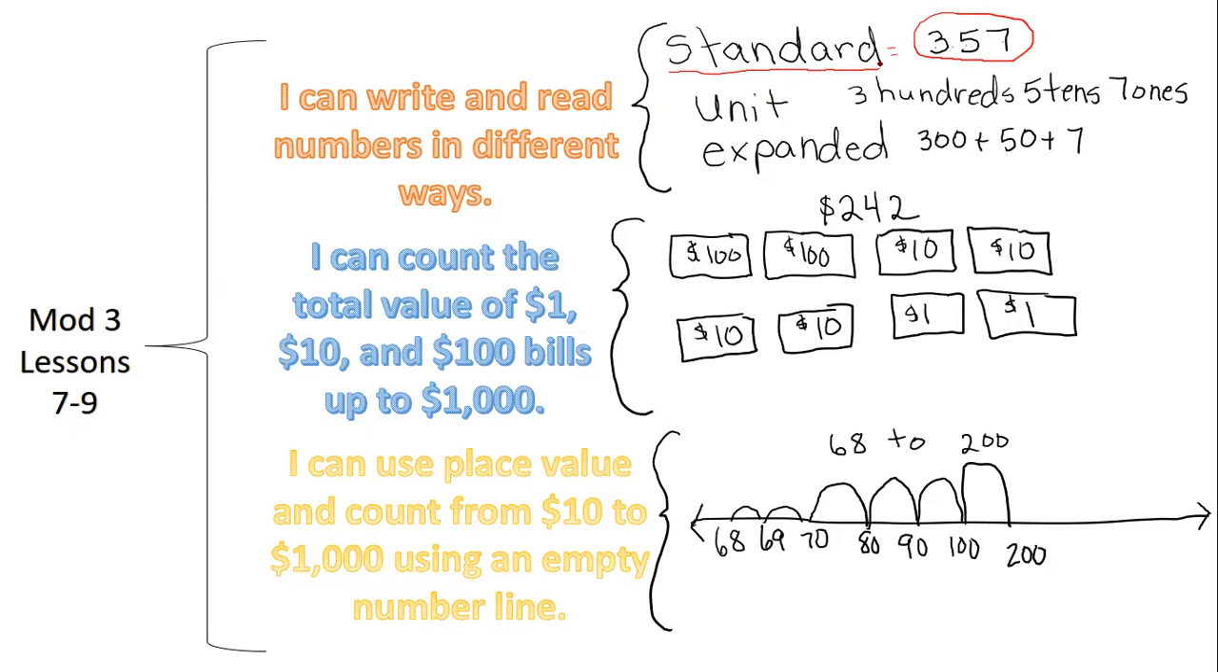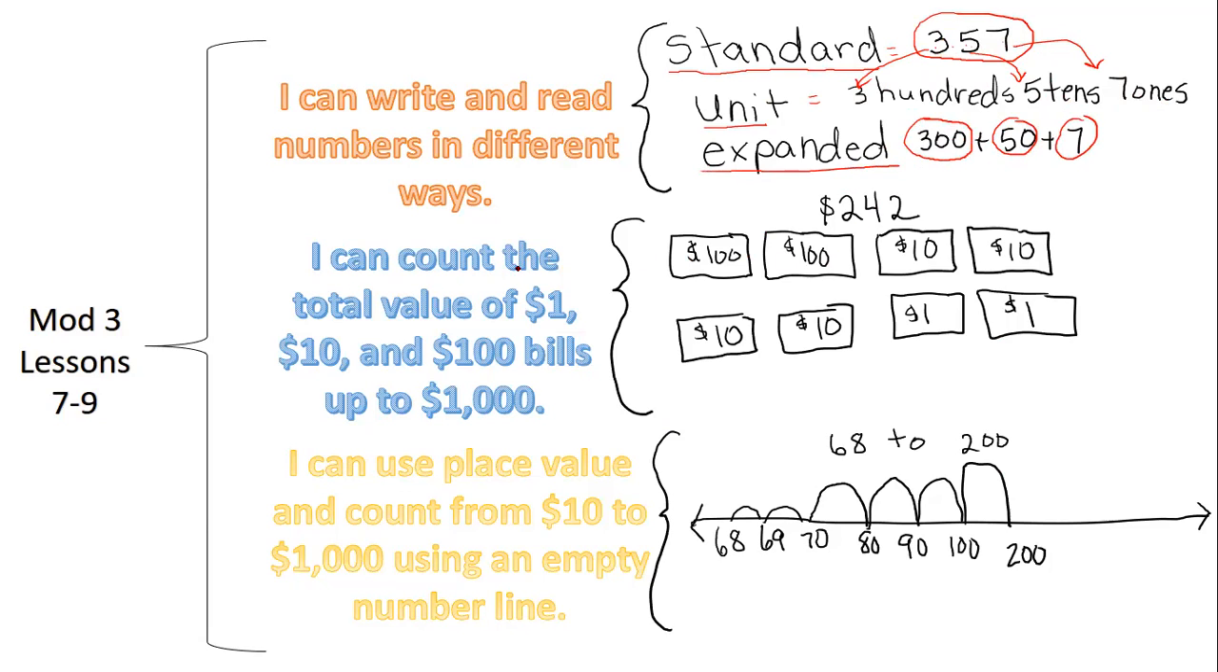That's standard form. Then we're going to talk about unit form. Unit form is just telling how many you have of each unit. For example, in this number, you have 3 hundreds, you have 5 tens, and you have 7 ones. The other form is expanded form, and we've talked about that. That's just where we tell how much each digit is worth, what we have. 357 is 300 plus 50 plus 7, okay?